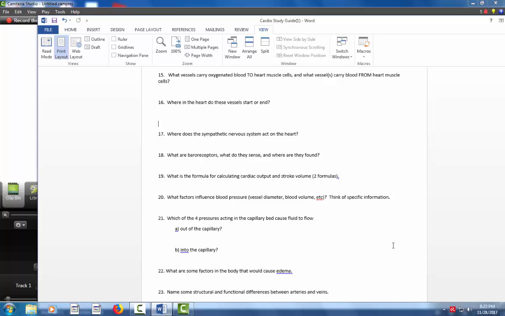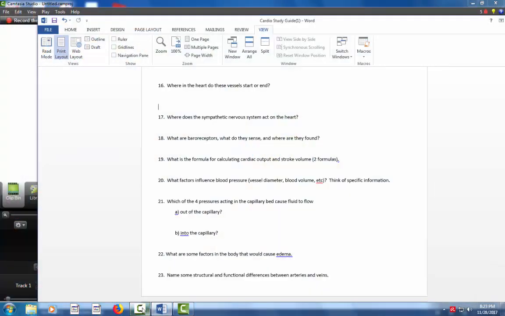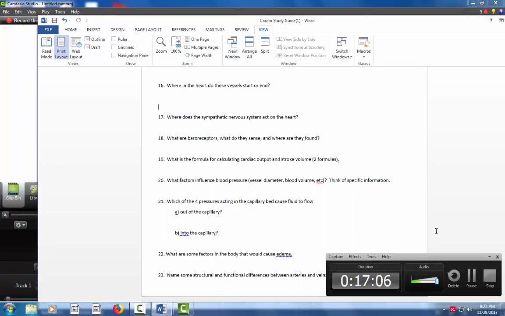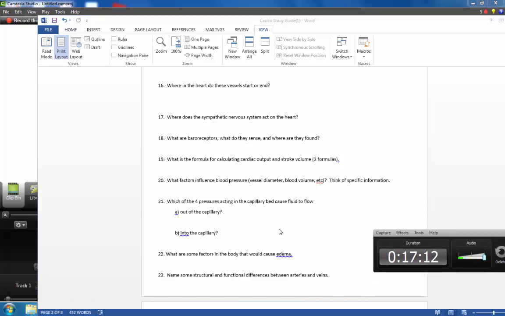Okay, the formula for calculating cardiac output and stroke volume. The formula for cardiac output is CO equals HR times SV. And how do we calculate stroke volume? We have to know the volume in the heart before it contracts and after it contracts. Do you remember those two numbers? EDV and ESV. Stroke volume is EDV minus ESV. EDV, end diastolic volume, is what's in the heart when it's relaxed before it pumps, and then what's left over after it pumps is ESV.